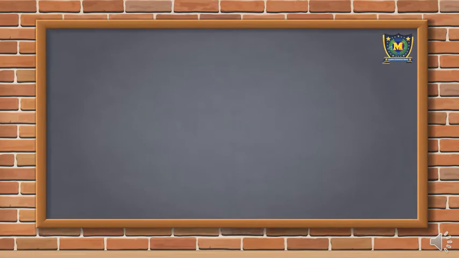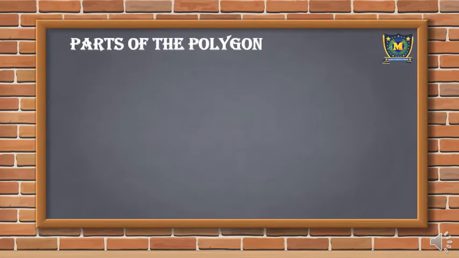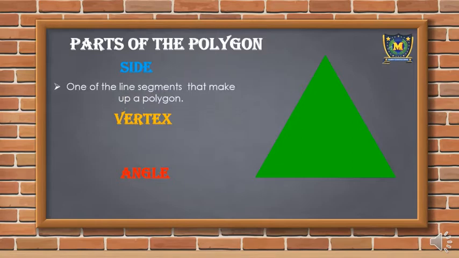Now let's start the lesson about parts of the polygon. There are three parts of the polygon, and these are the side, the vertex, and the angle. Now, aron masabtan nato ning tulo ka parts sa polygon, we have a shape here, and this is what we call an equilateral triangle. First, let's discuss the side. When we say side, it means one of the line segments that make up a polygon. Ang side daw is mauna siya ang nagbuo sa polygon or a shape.